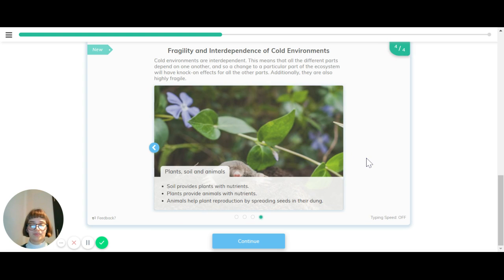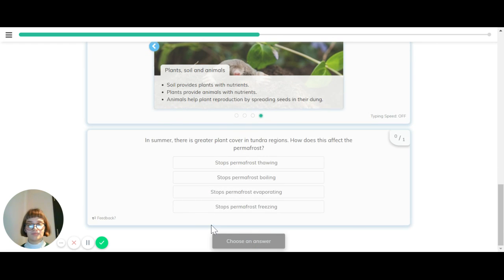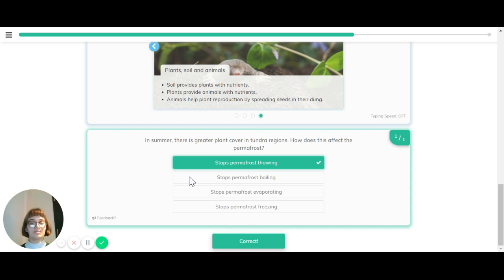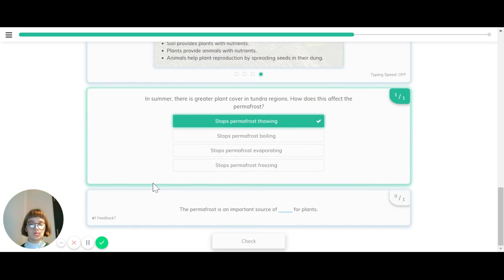Plants, soil and animals. Soil provides plants with nutrients. Plants provide animals with nutrients. Animals help plant reproduction by spreading seeds in their dung. In summer, there is greater plant cover in tundra regions. How does this affect the permafrost? Does it stop permafrost from thawing, stop it from boiling, stop it from evaporating, or stop it from freezing? The correct answer is it stops the permafrost from thawing, which is important because permafrost is a key source of what for the plants? A key source of water.